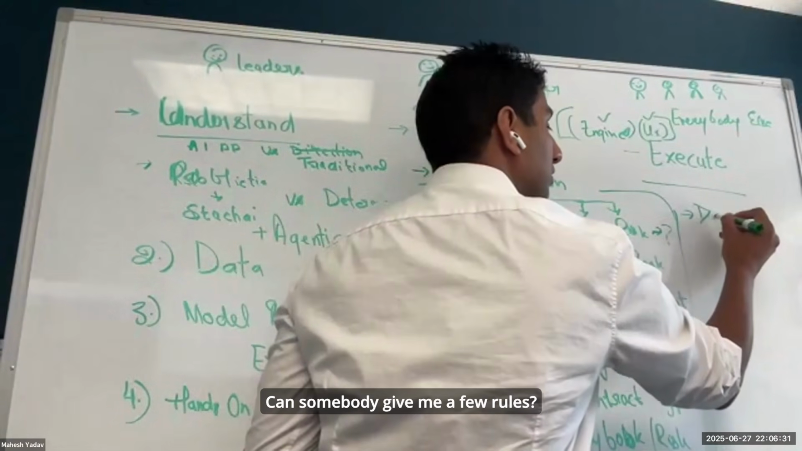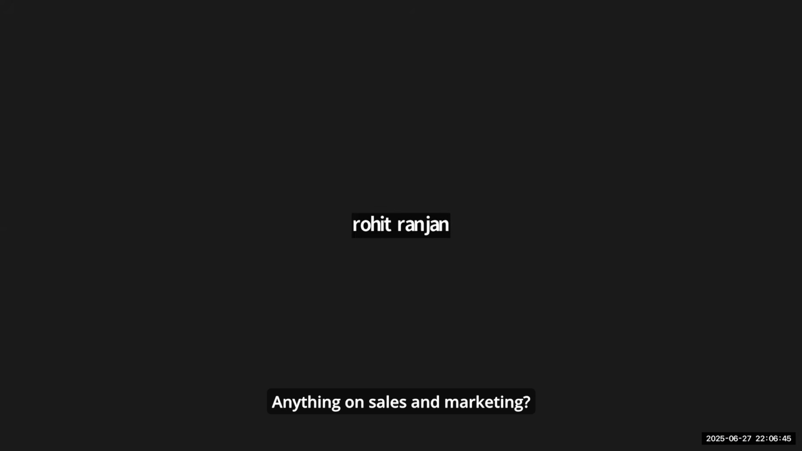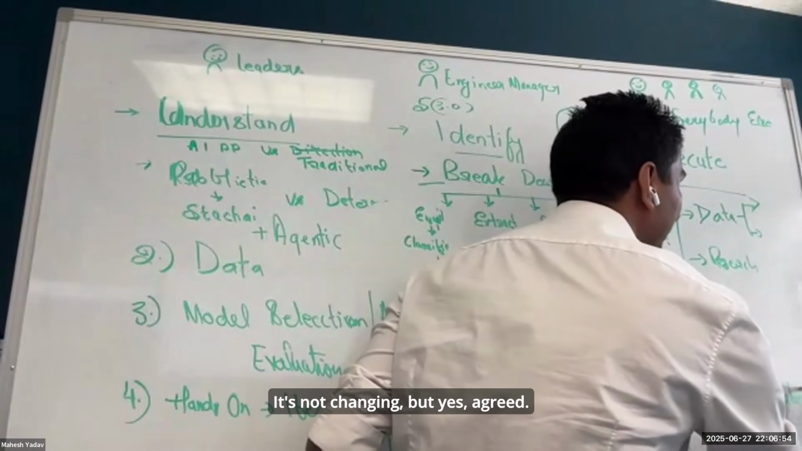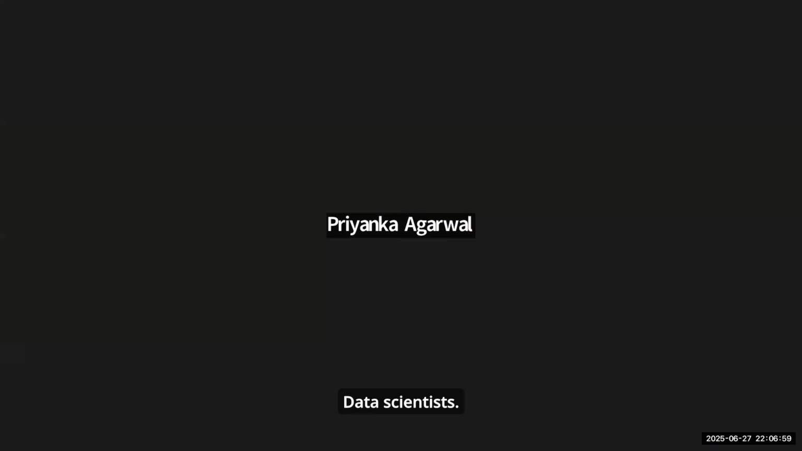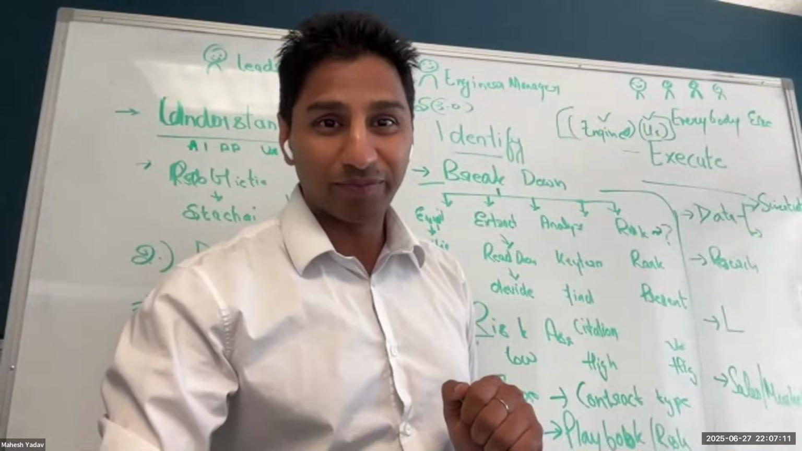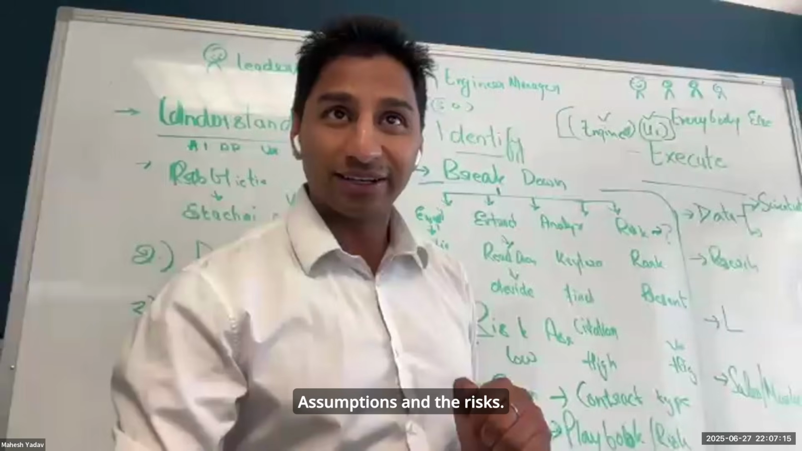Can somebody give me a few roles? Anything. Data scientist. Sales and marketing. Sales and marketing, I didn't add it, but thank you. It's not changing, but yes, agreed. Data scientist. So I can say data scientist. And what is the data scientist expecting from you? Assumptions and the risks. Assumptions and the risks.